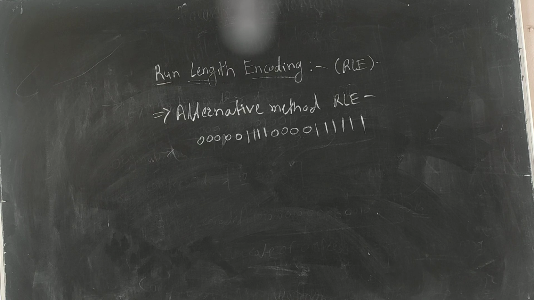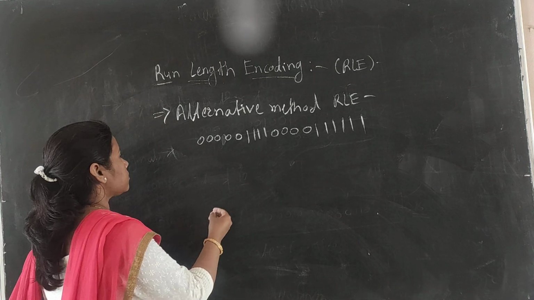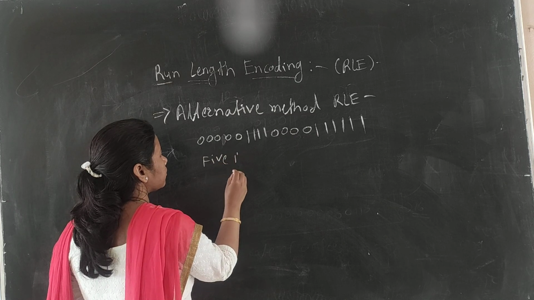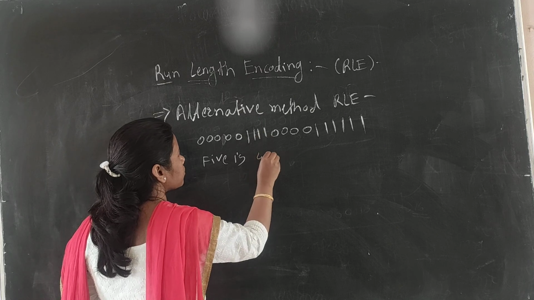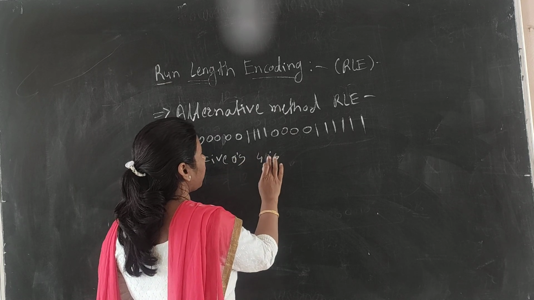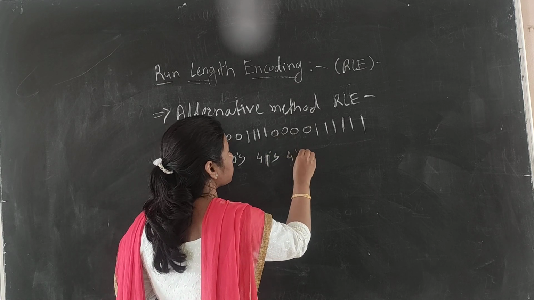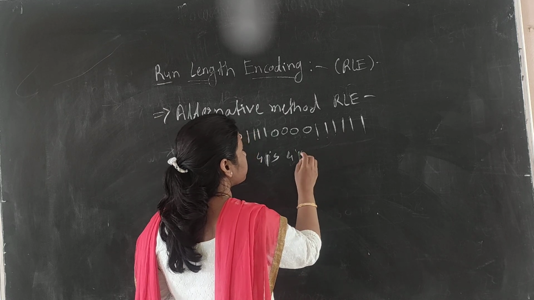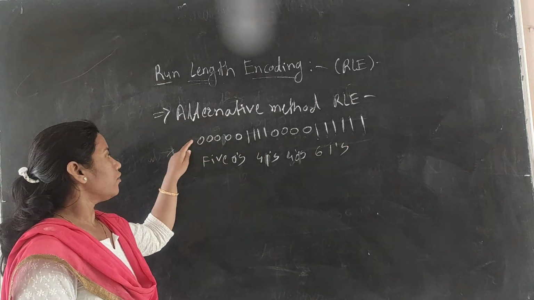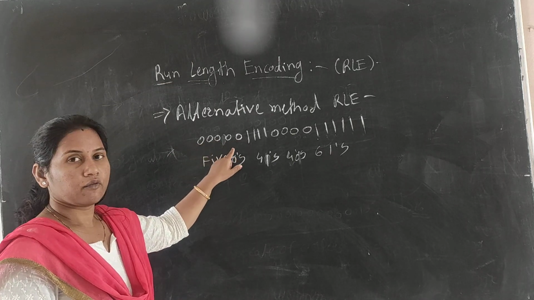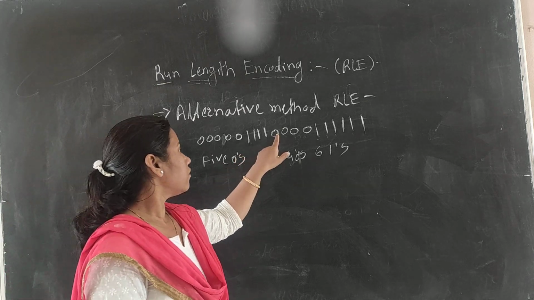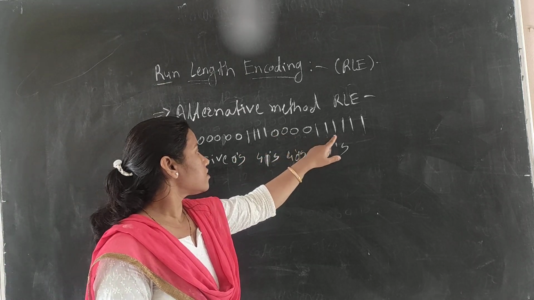Hence, we can encode this as follows. How? We have 5 zeros, 4 ones, 4 zeros, and 6 ones. So the run lengths are 5, 4, 4, and 6, each followed by the symbol it counts: 5 zeros, 4 ones, 4 zeros, 6 ones.